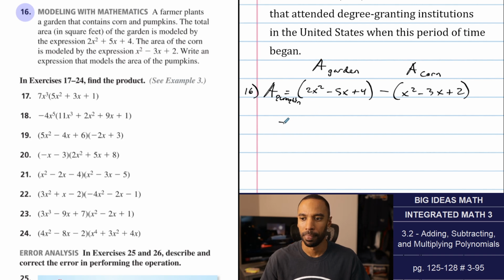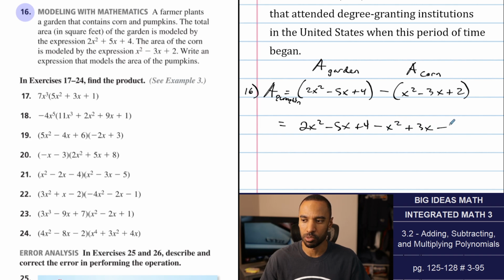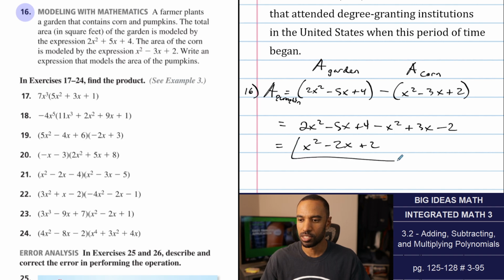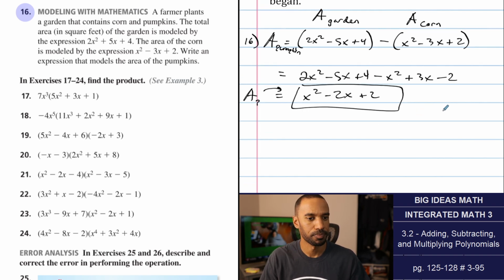p. All right. So rewrite it without parentheses. 2x squared minus 5x plus 4 minus x squared plus 3x minus 2. Distribute that negative. And now, standard form, you got x squared. Negative 5x plus 3x is negative 2x. 4 minus 2 is 2. This is the area for the pumpkin portion of the garden. Sorry for a little bit of mess, but that's it. I don't know what x is specifically, but don't worry about it.